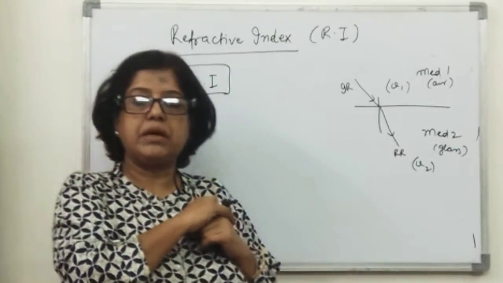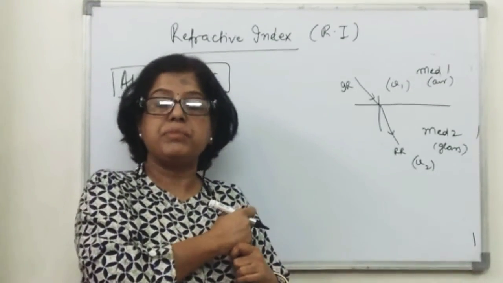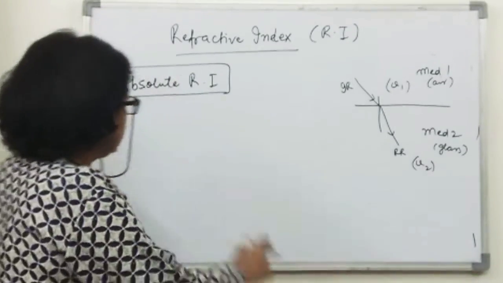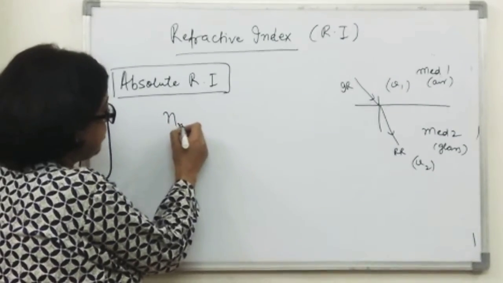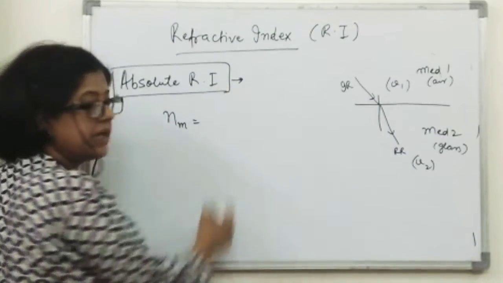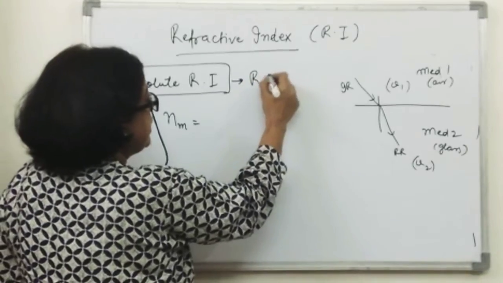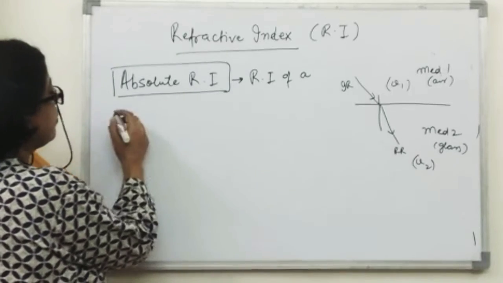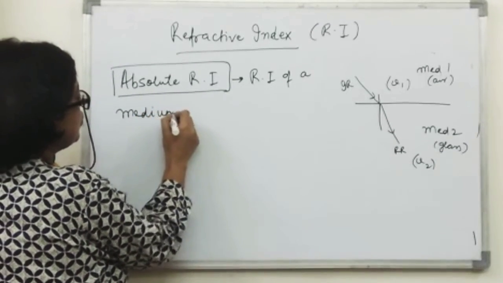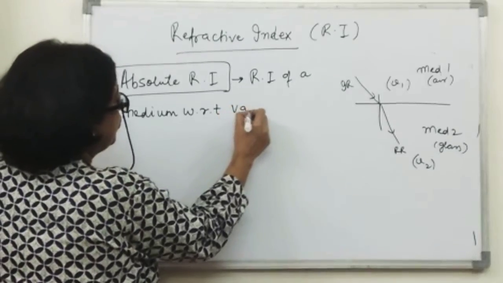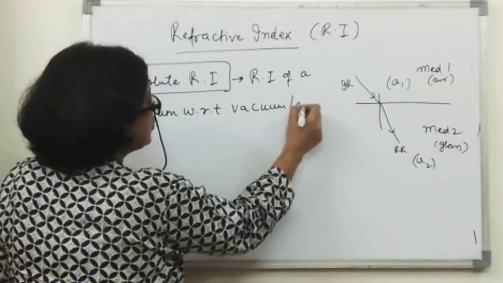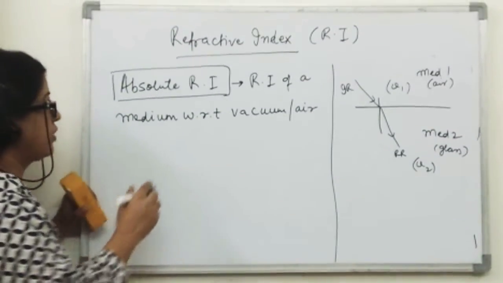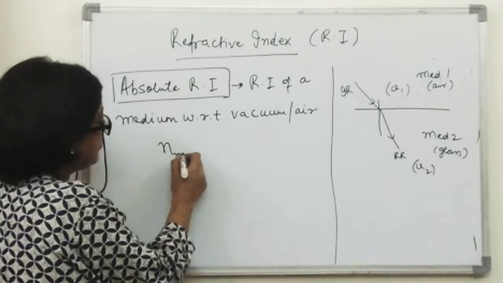Absolute refractive index of a medium is the refractive index of a medium with respect to vacuum or air. Fine. So we denote it with Nm. So absolute refractive index is the refractive index of a medium with respect to vacuum, or we can also say air, because the speed of light in air is almost the same as the speed of light in vacuum, and we denote it with Nm.